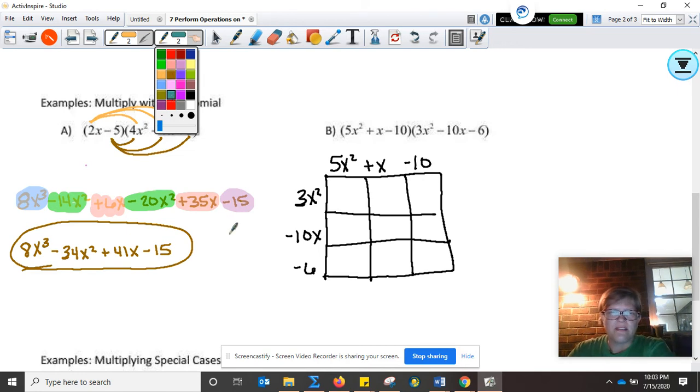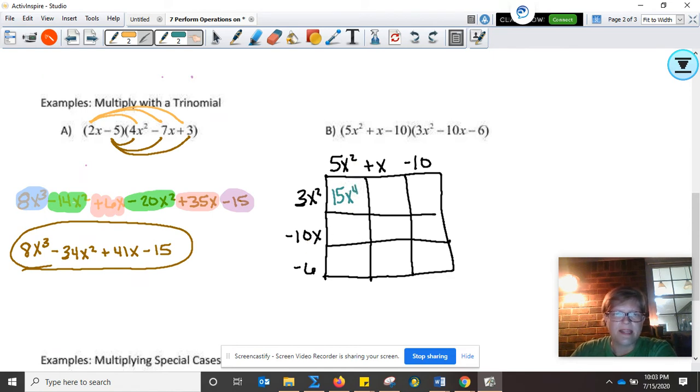Okay, so 5 times 3 is 15. x squared times x squared is x to the 4th. 5 times negative 10, negative 50, x cubed. 5 times negative 6 is negative 30, x squared. Oh gosh. x times 3x squared is 3x cubed. x times negative 10x, negative 10x squared. Negative 6 times x is negative 6x.